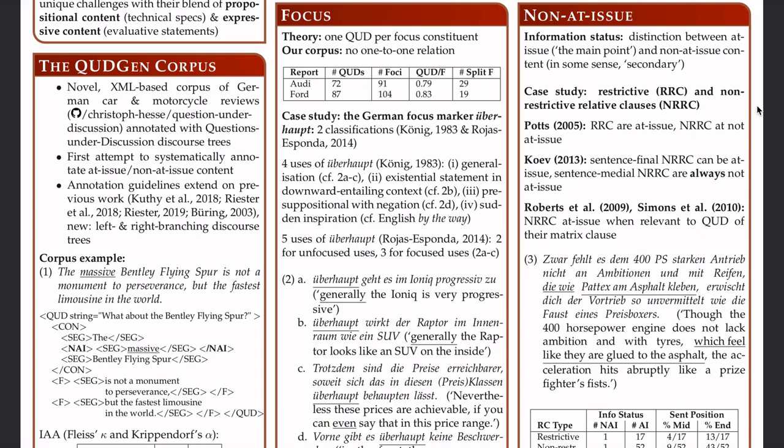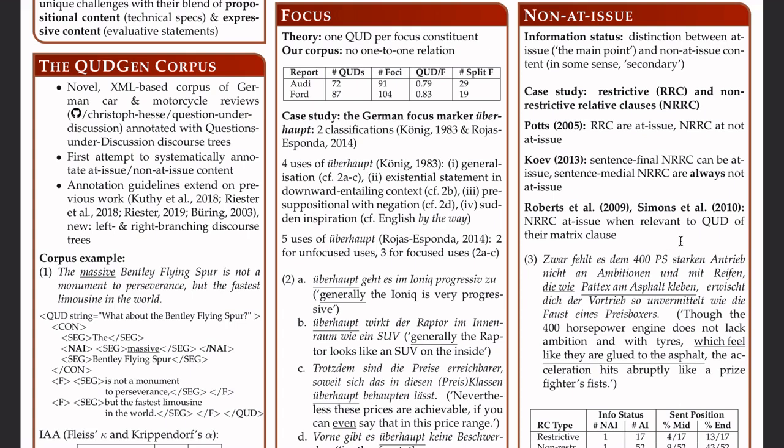Then there are more nuanced approaches, like for instance Koev 2013, who also takes into consideration where within the matrix sentence the relative clause occurs. So when a non-restrictive relative clause appears sentence final, it can, according to Koev, be at issue, but not when it appears in the middle of a sentence because of anaphoric accessibility. And there's a completely different approach by Roberts and Simons and colleagues, 2009, 2010, where non-restrictive relative clauses are at issue when they are relevant to the QUD of their matrix clause.